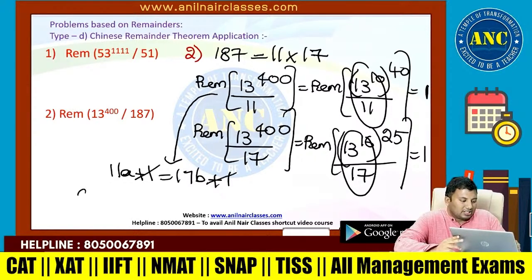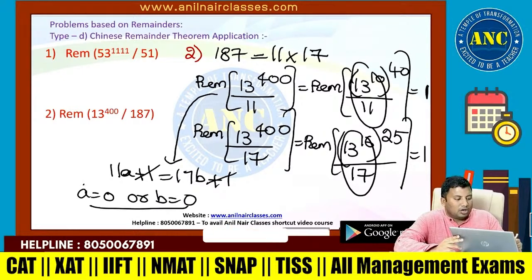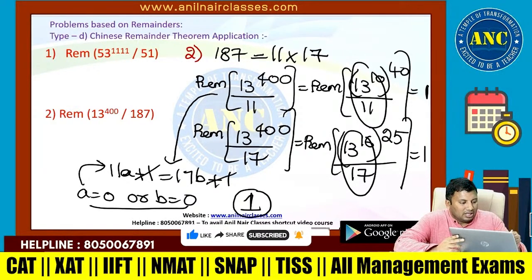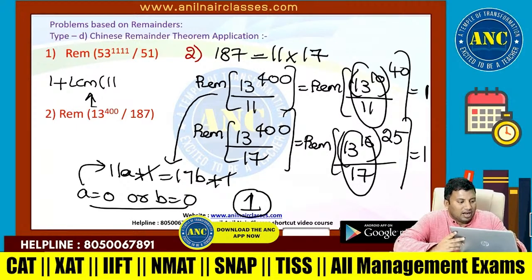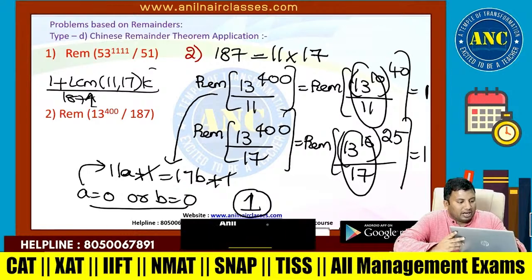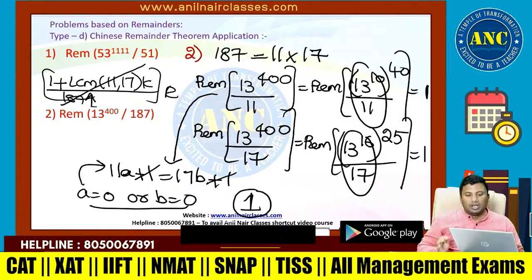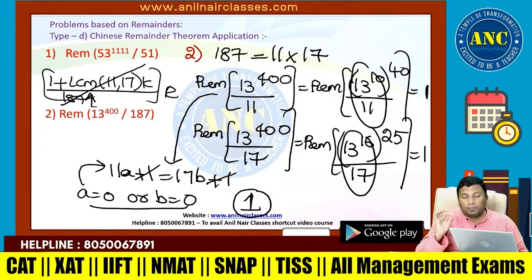This is cancelled. The answer is 11a equivalent to 17b. Either a is 0 or b is 0. 0 plus 1, 1. So this is nothing but 1 plus LCM of 11 and 17 into k, divided by 187. This will get cancelled. The answer is 1. Second problem, I hope it is clear.